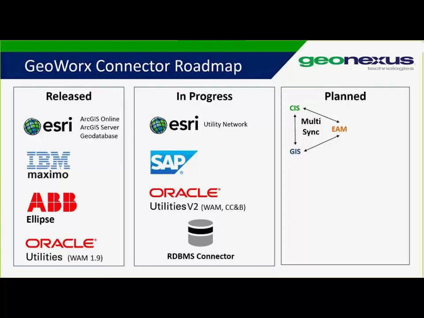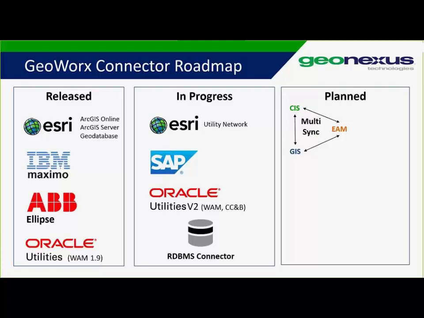Now looking at the plan, where are we heading, right? Where are we heading two, three, four years out? One of the main exciting things that I'm thrilled about is this idea of a multi-sync. We're seeing more and more organizations wanting to share data across more than two systems, right? So today we can absolutely synchronize between Maximo and GIS bidirectionally, or Maximo and CCMB, or GIS and CCMB. It's two systems, right?